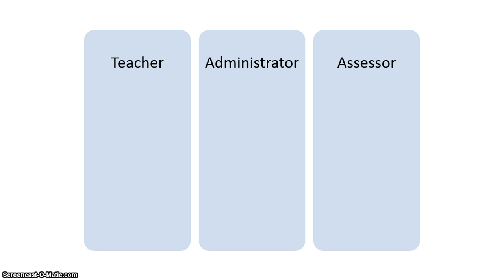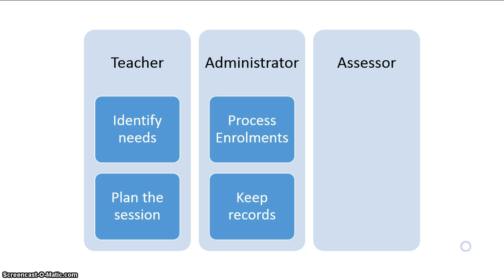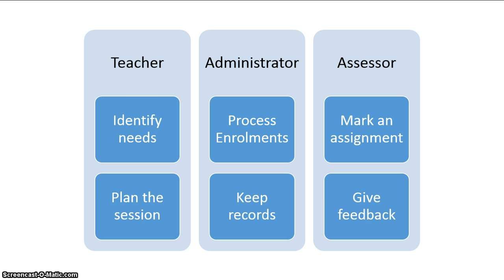So let's have a look at the teacher role, and now we'll look at responsibilities. Let's just give you some examples of some responsibilities of the teacher, administrator and assessor. Let's start with the teacher. The teacher is responsible for identifying needs of the students. The teacher is also responsible for planning the session. Administrator role, well, responsibility to process enrolment forms and keep general records. The assessor is responsible for marking any assignments and giving feedback on those assignments to the student.